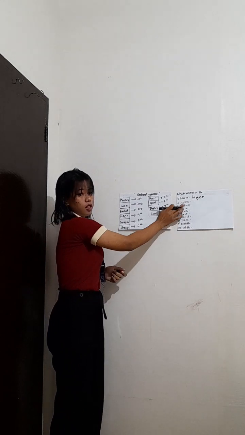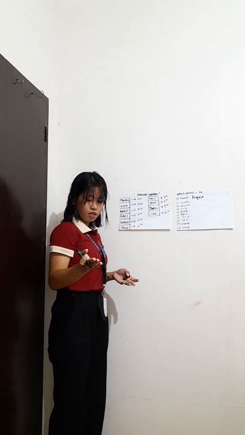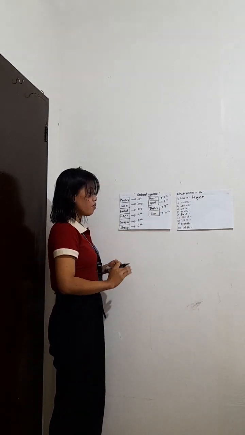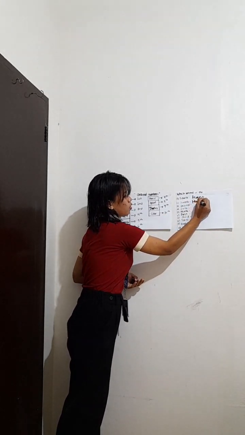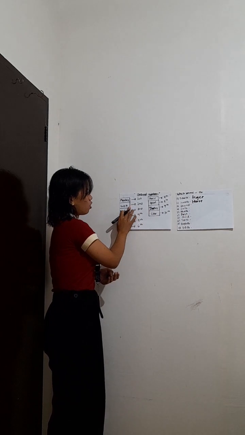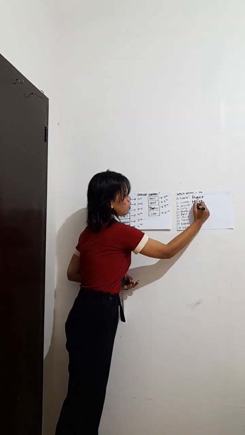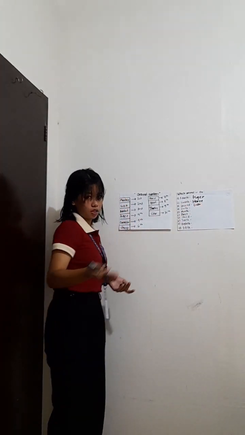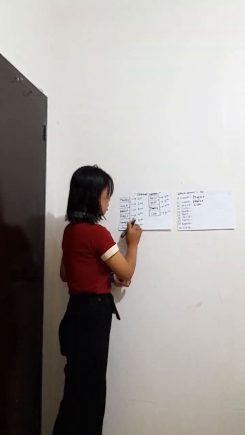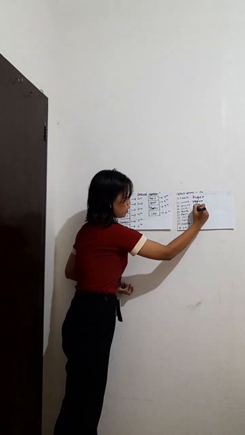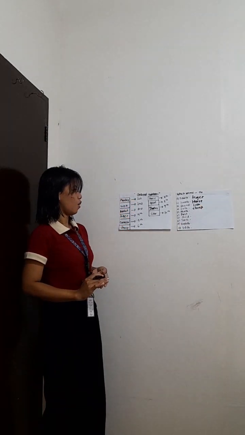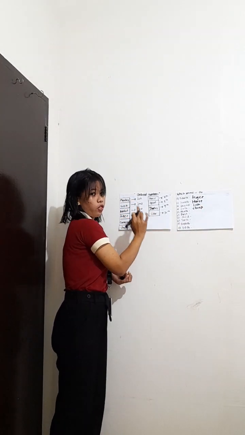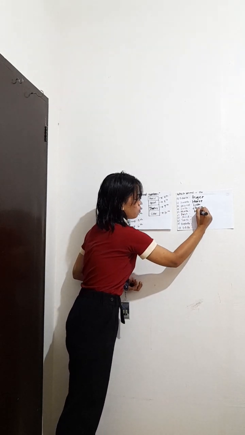Which animal is the seventh? Yes? Okay, the seventh is horse. And second, lion. The sixth. Okay, very good. The sixth is sheep. The ninth. Okay, the ninth is turkey. Very good.